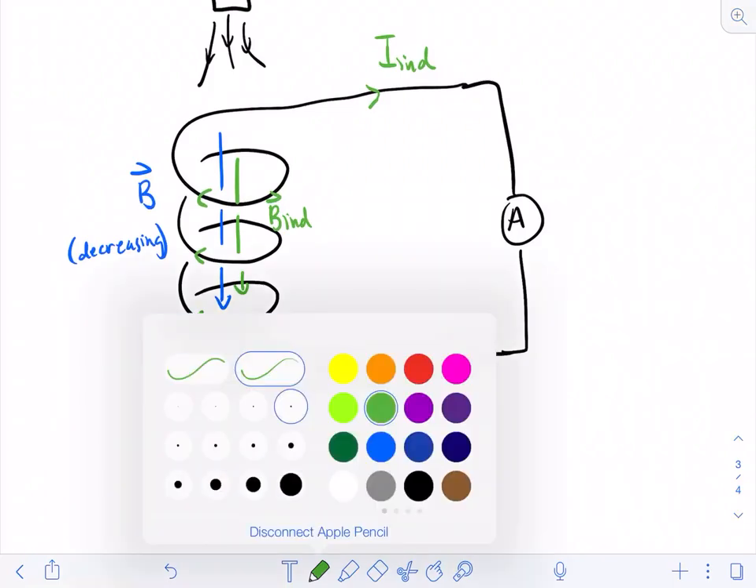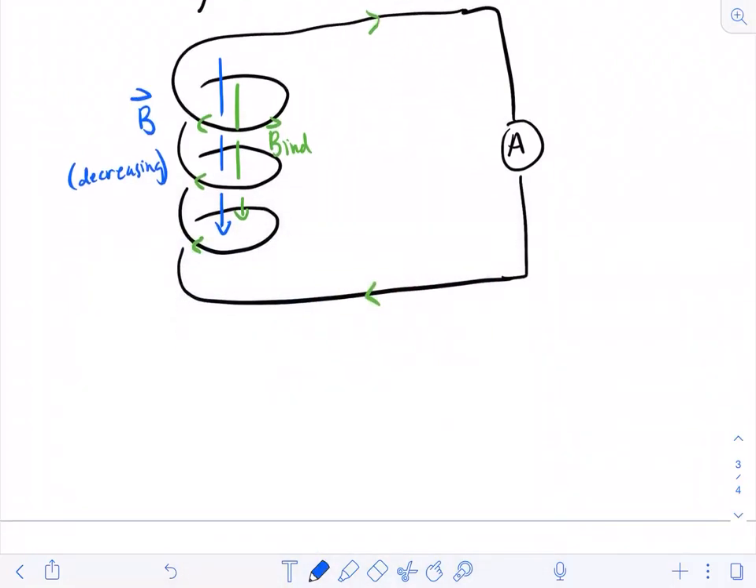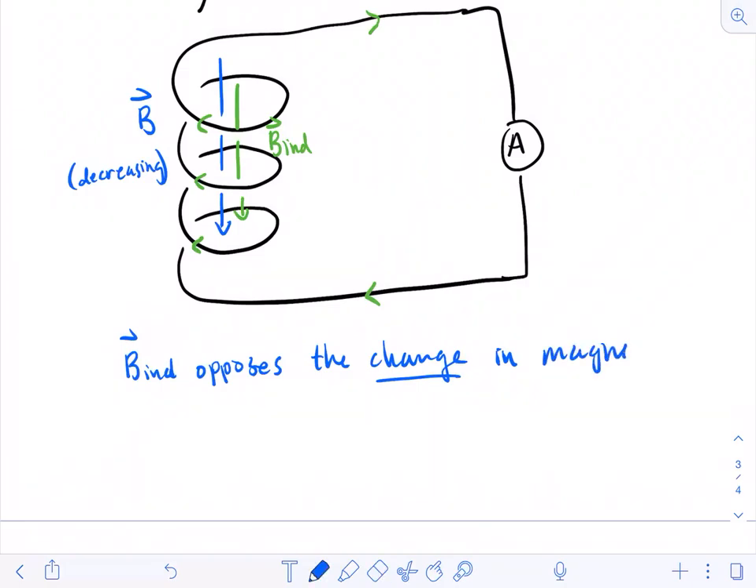Okay, and so what we would say in this case is B induced opposes the change in magnetic field strength in magnetic field within our coil. Okay, so it's the change that matters.